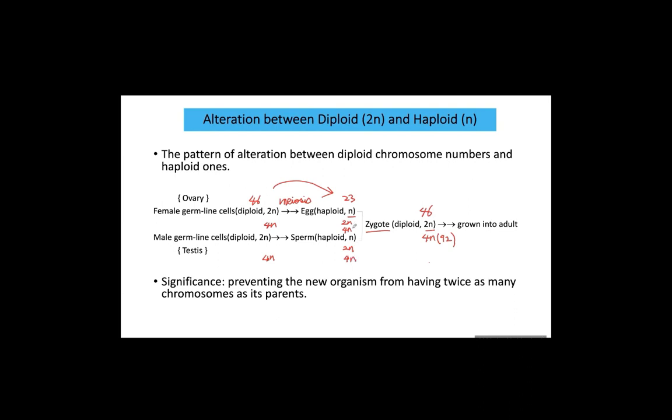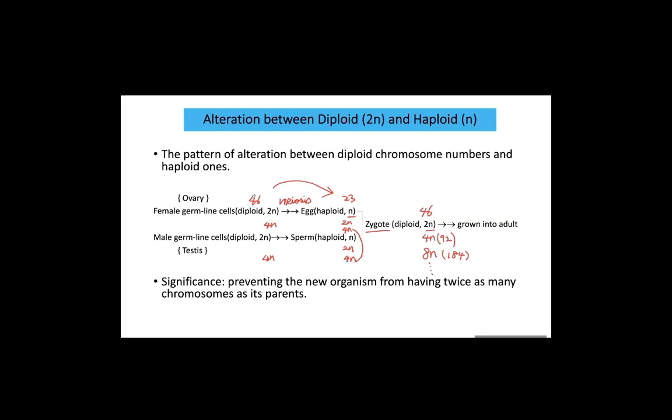Then once these gametes fuse, they will form 8N. So inside the cell, the chromosome number is about 184. And then this is going to continue generation by generation by generation. So inside of the cell, the chromosome number is going to increase every generation. It does not make sense, right? So the significance of meiosis is preventing the new organism from having twice as many chromosomes as its parents.